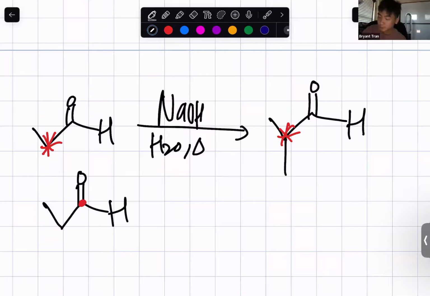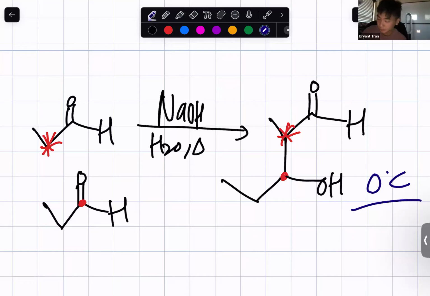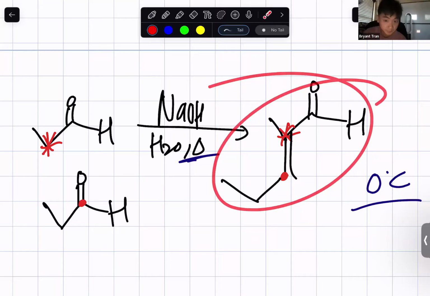Make a new bond between the star and dot. The dot has an ethyl group and a hydrogen. I'm leaving the hydrogen invisible. The carbonyl is an OH. So if you're given 0 degrees Celsius, this is where you stop. But because we're given heat here, get rid of the OH and put a double bond between the star and dot to get your final product like that.